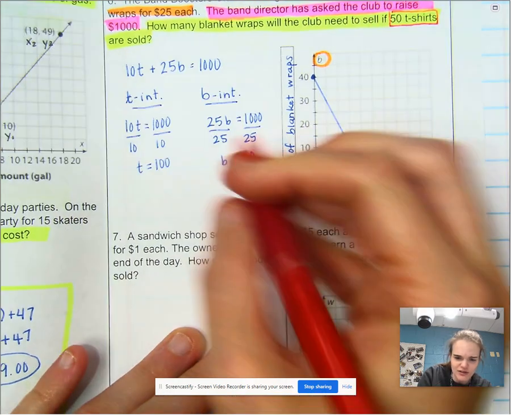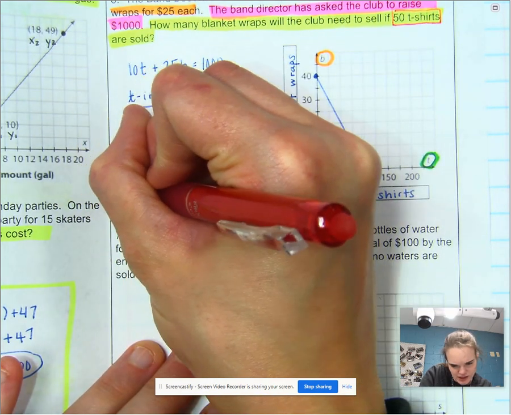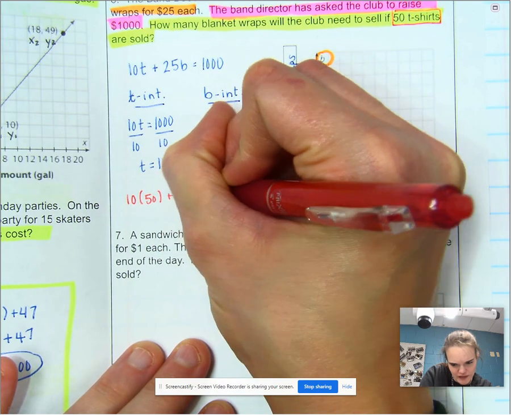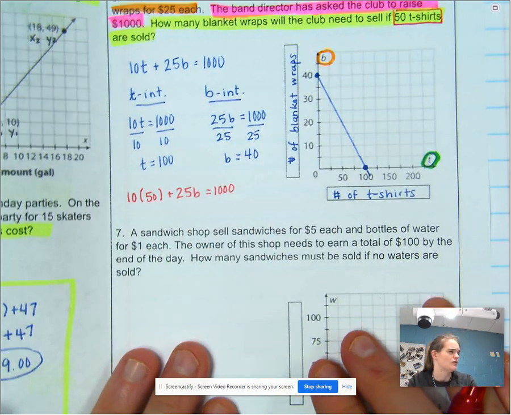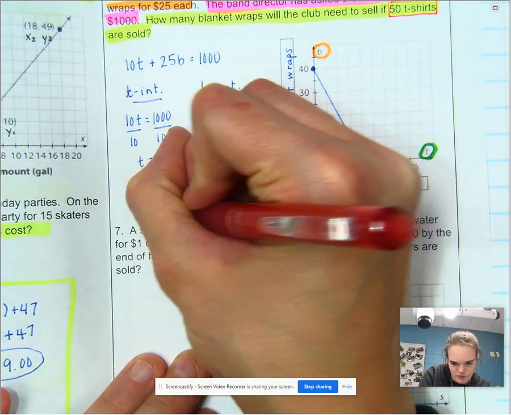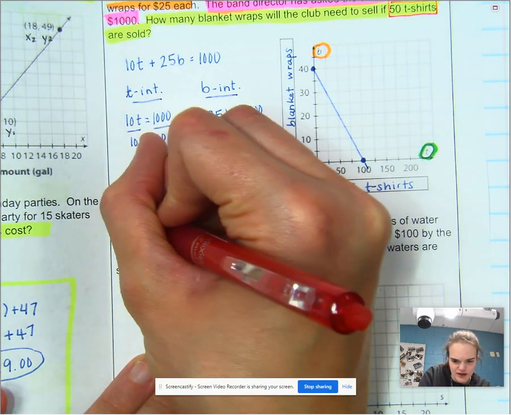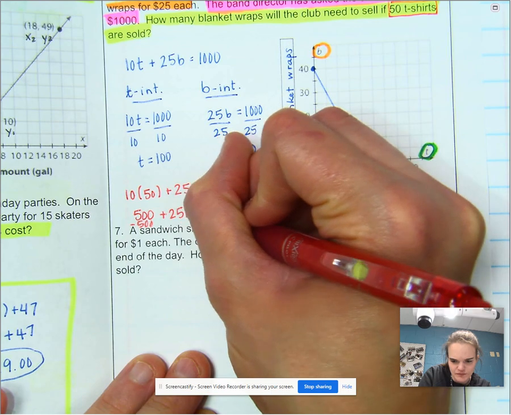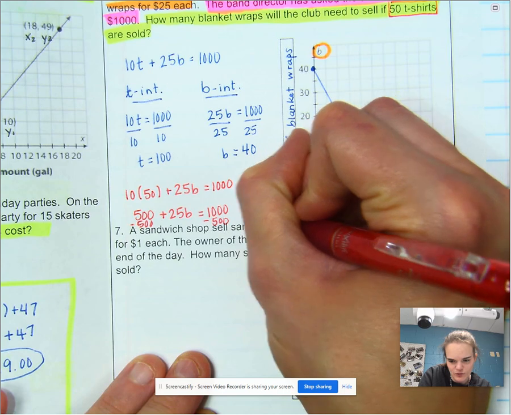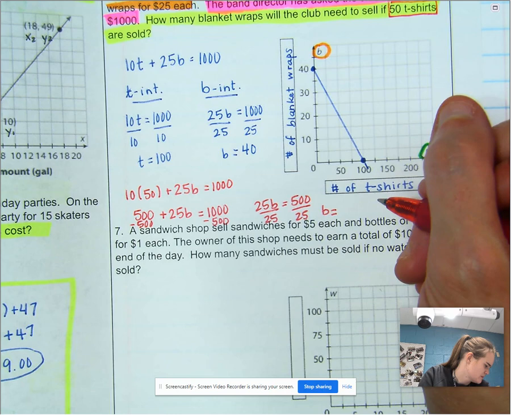That means I'm going to need to take this equation, and 50 needs to go right there for T. 10 times 50 plus 25B equals 1,000. Then I need to solve for B. 10 times 50 is 500 plus 25B equals 1,000. Subtract 500. 25B equals 500. Divide by 25. And B equals 20.